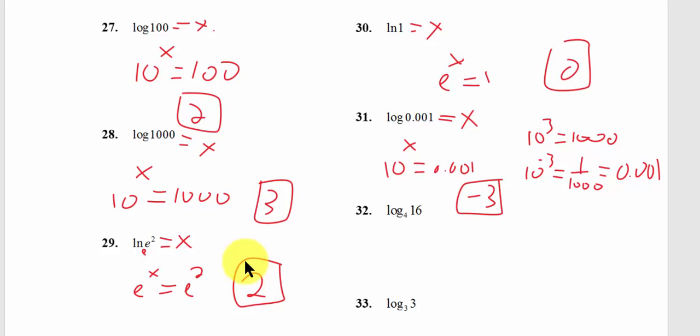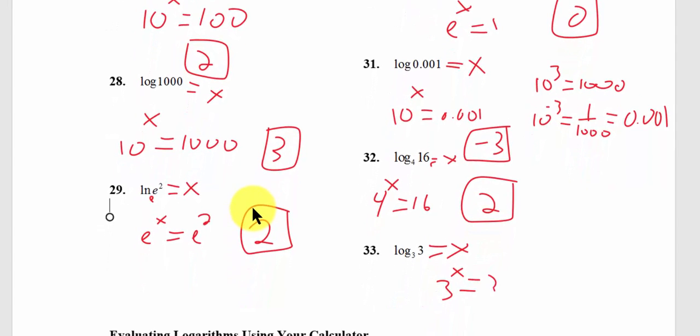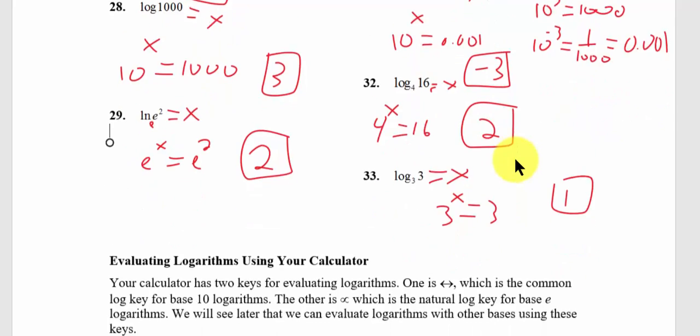Question 32, we'd say 4 to the x equals 16. Remember, there's an equals x out here. What value of x makes that true? It's going to be 2, because 4 times 4 is 16. And then the last one, we have 3 to the x equals 3. The only thing that could make that true would be 1, right? 3 raised to the 1 equals 3. Okay, so let's keep going.